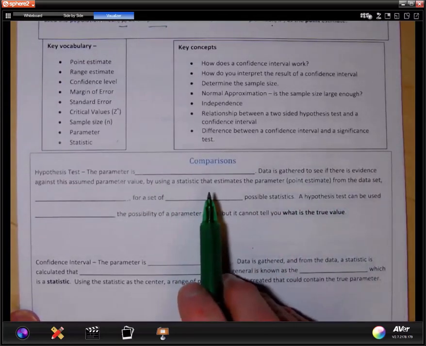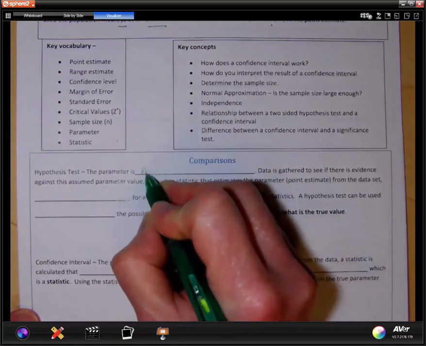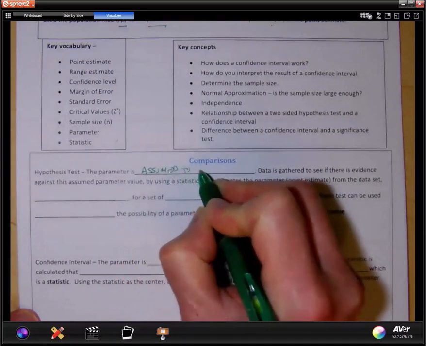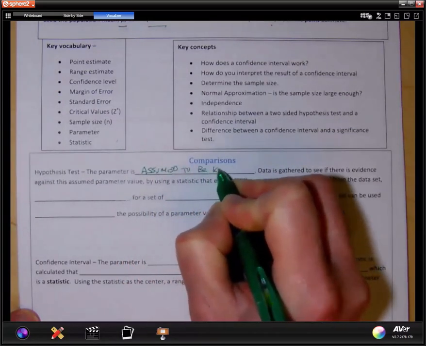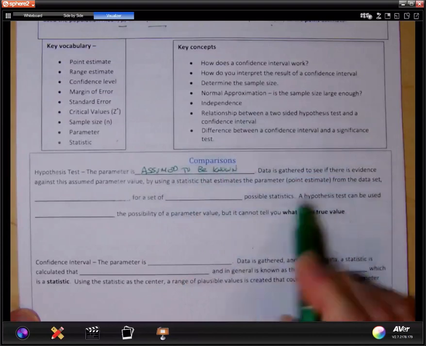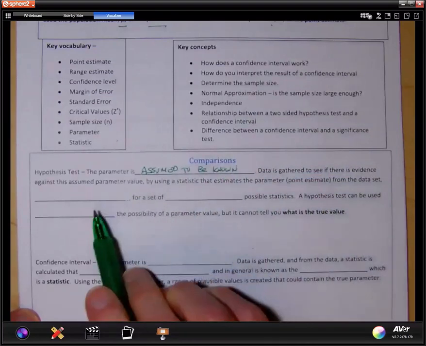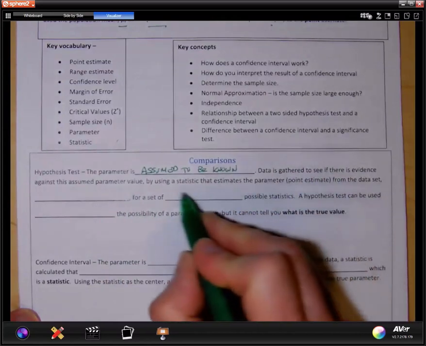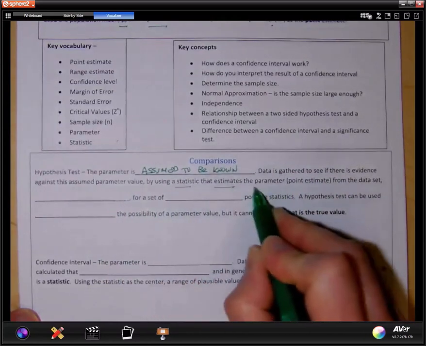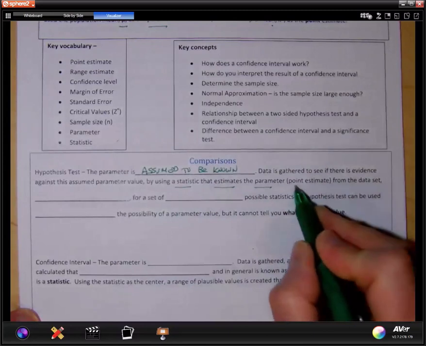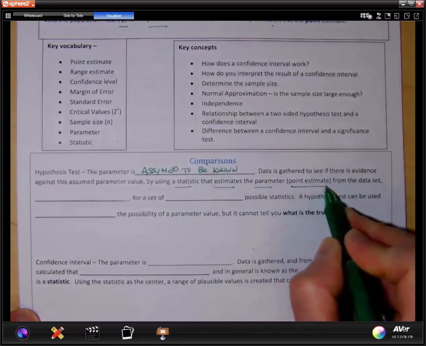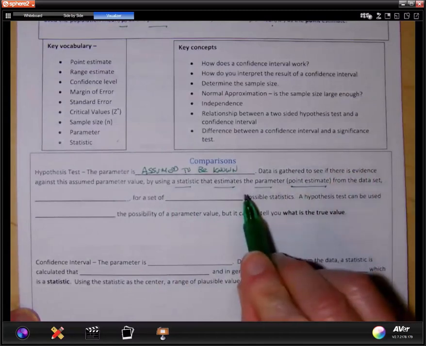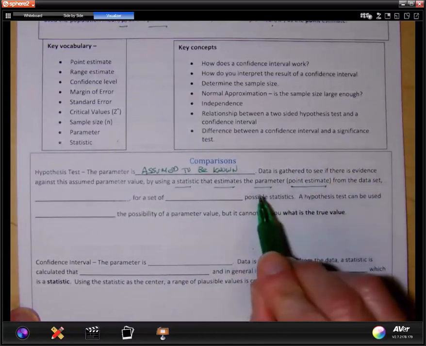All right, so before we continue, let's make some comparisons. Hypothesis test. The parameter is assumed to be known. That is the hallmark. Data is gathered to see if there's evidence against the assumed parameter value by using a statistic that estimates the parameter. So again, even though that's true, we don't think of it that way, and it's also really a point estimate. So the material is still the same. So this number, however, we're not thinking of it as an estimate at that point.